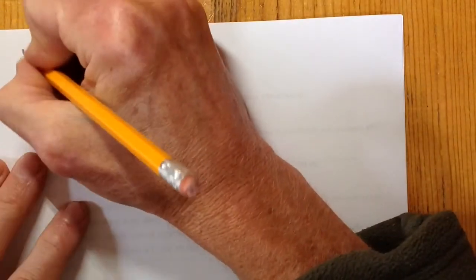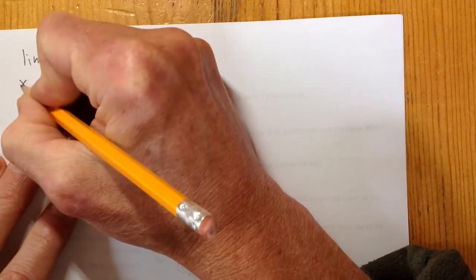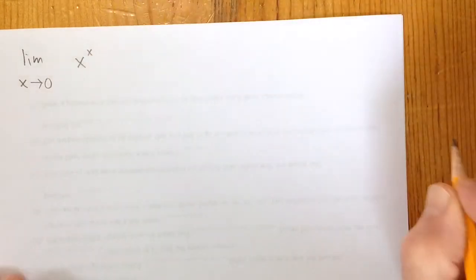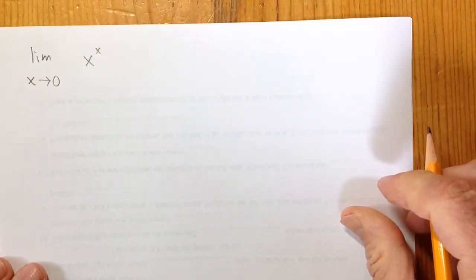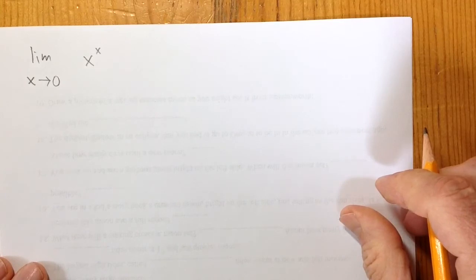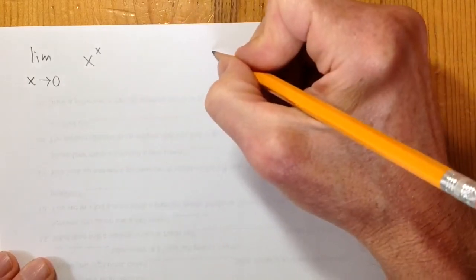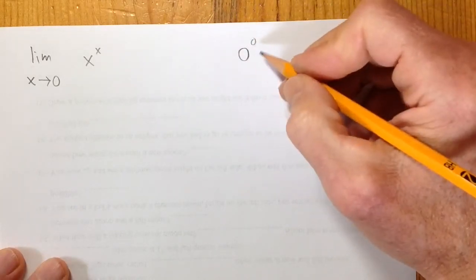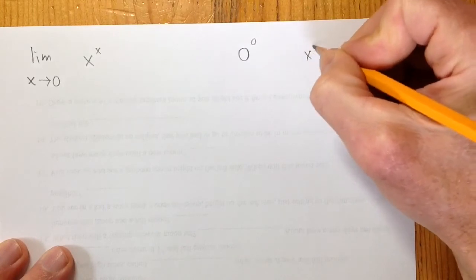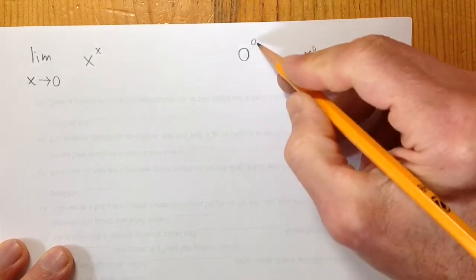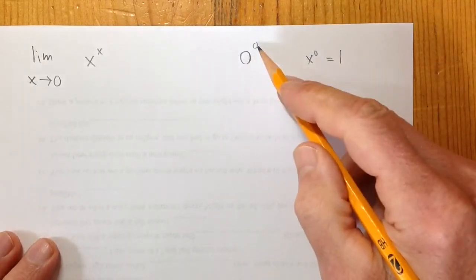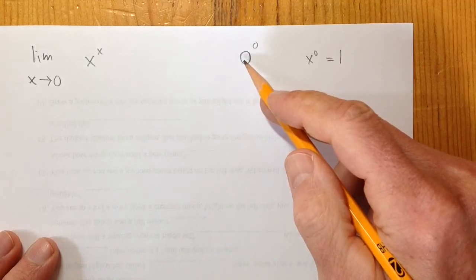Okay, one more example. Again, this is so much fun. Let's say we have the limit as x goes to 0 of x to the x. That's kind of cool, right? So what is, in other words, what is 0 to the 0 power? The general rule is anything to the 0 power is 1, right? So x to the 0, anything to the 0 power is 1. But what about 0 to the 0 power? Is that 1? 0 should be 0, no matter what's up here, right? 0 is 0. So what's the answer?